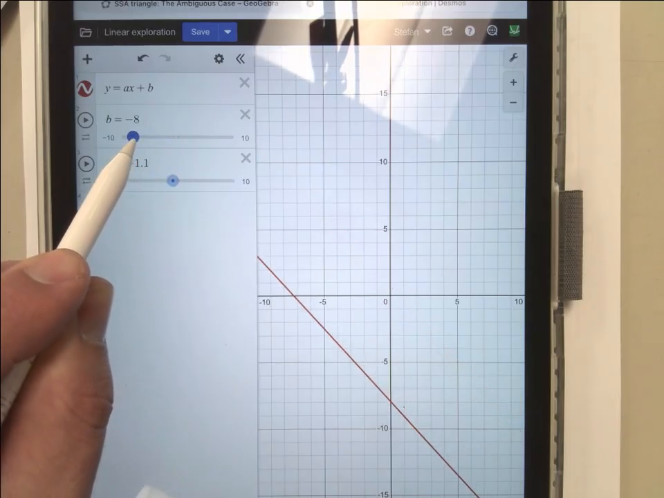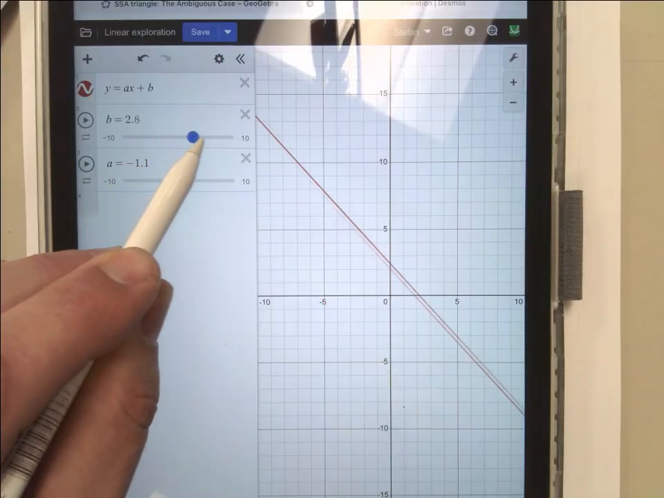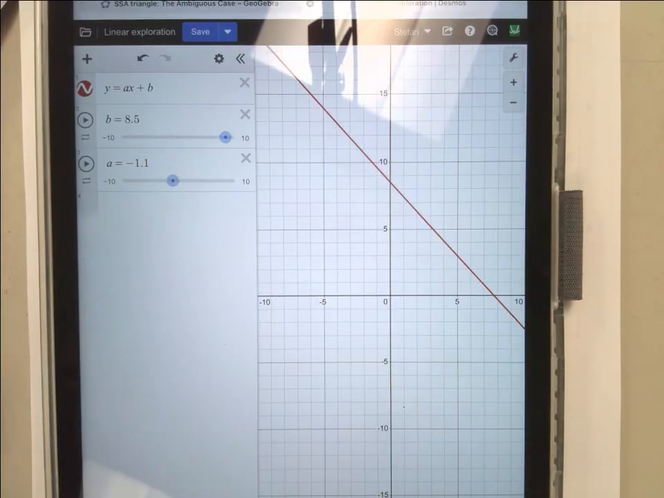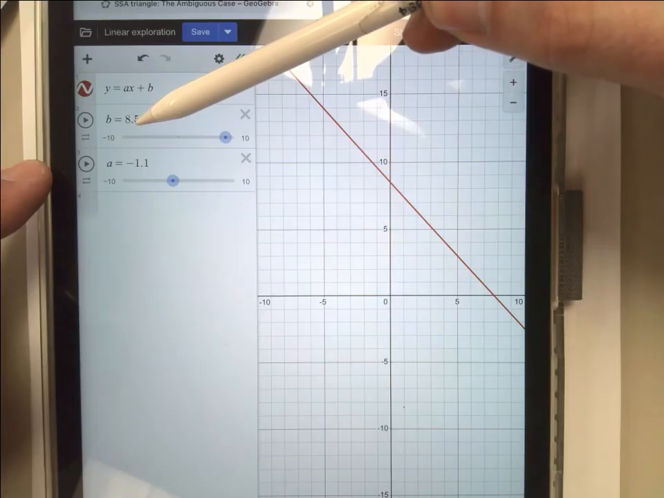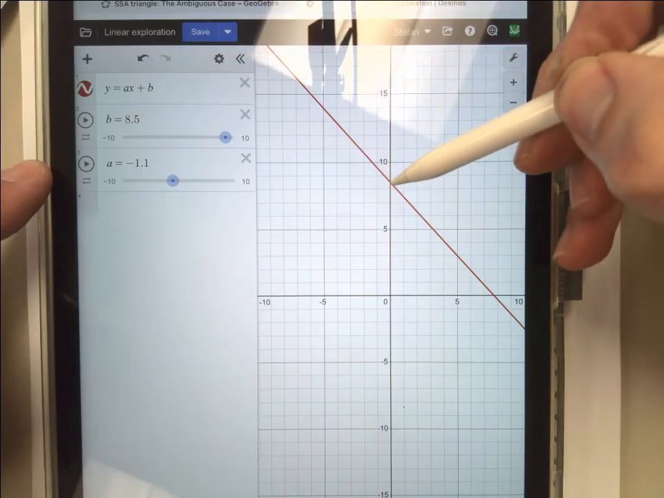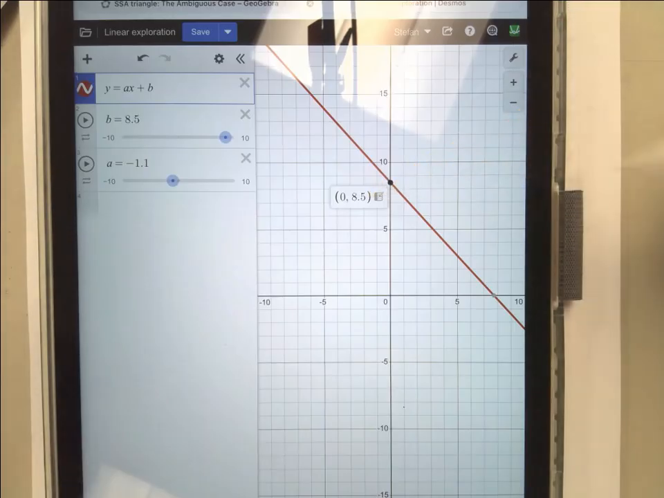If I decrease it, it goes down. If I increase it, everything goes up, okay? However, what is B right now? It's 8.5 according to this, right? So if you tap on this, if we leave it like that, it's the coordinates of our y-intercept. Okay, so these are basic tools.